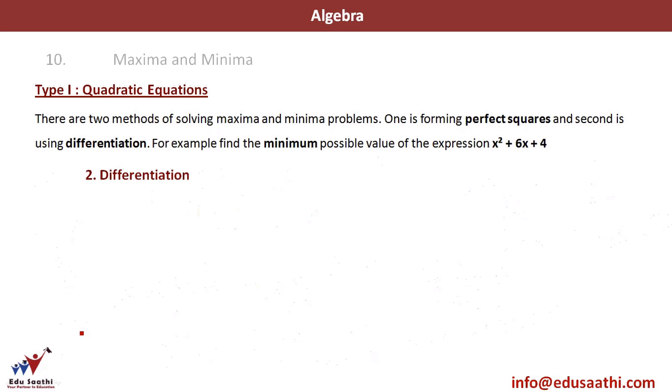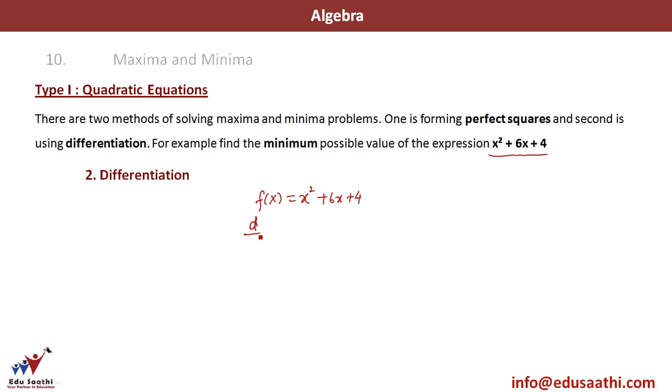Let's look at the second method that we have. The second method is the differentiation method. So in case you are comfortable with differentiation, you can follow this method. Otherwise, I'm going to tell you a shortcut in the next slide. So I'm taking the same question. You have to find the minimum possible value of this expression. So you'll take f(x) is equal to x square plus 6x plus 4.